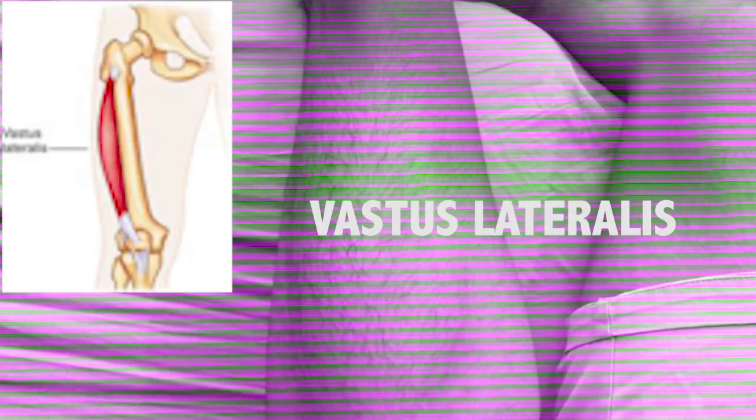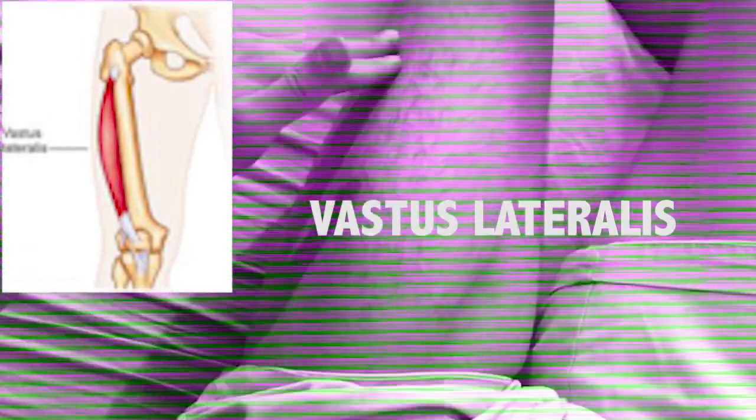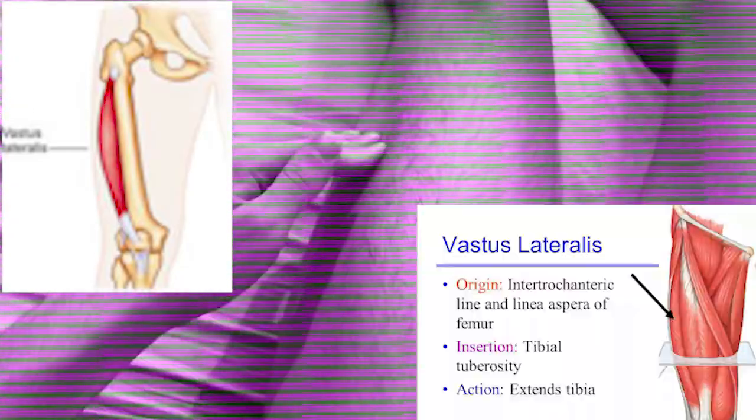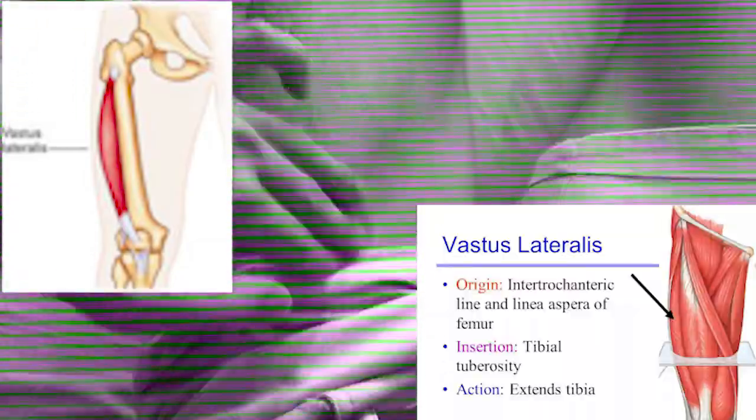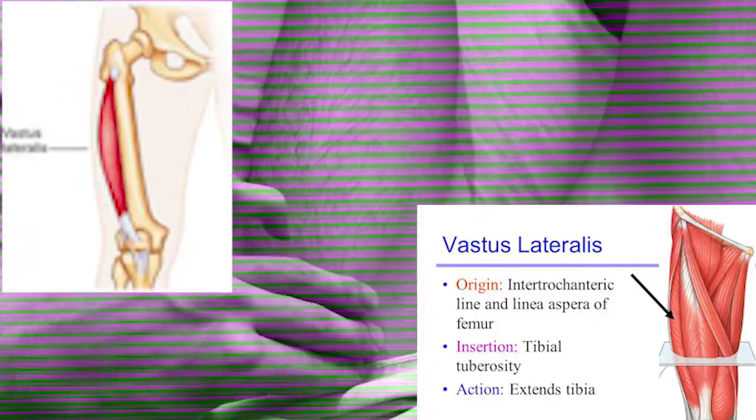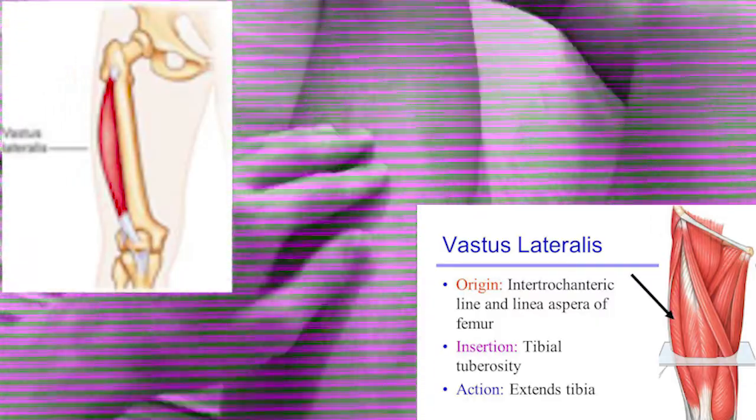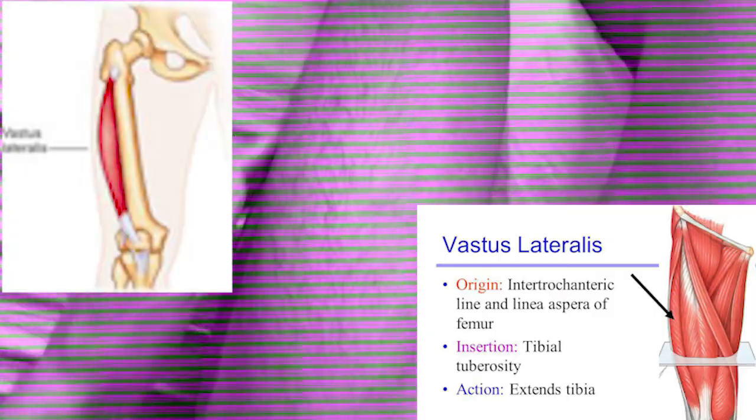Next muscle would be the vastus lateralis, over here. So the vastus lateralis, also called the vastus externus, is the largest and most powerful part of the quadriceps femoris, a muscle in the thigh. The origin would be from the greater trochanter over here, and it also attaches to the lateral lip of linea aspera of the femur.